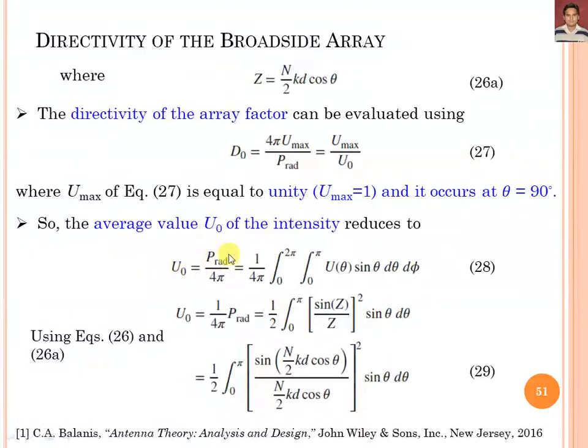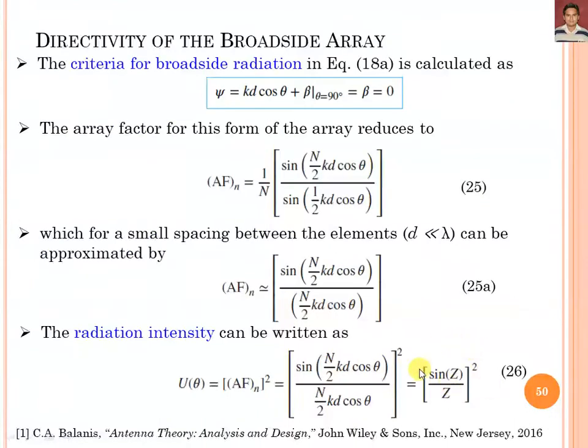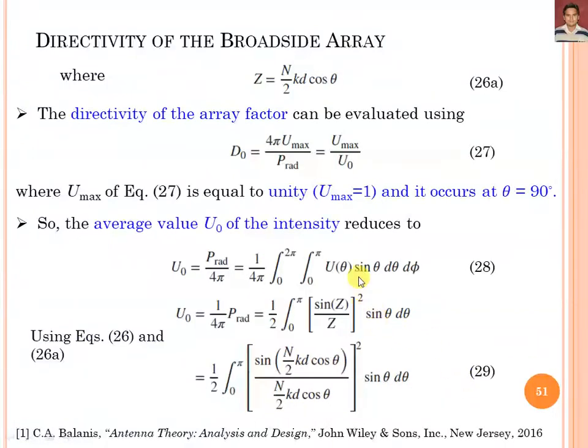Generally, we have defined U naught equal to P radiated upon 4 pi, equal to 1 upon 4 pi integration 0 to 2 pi, integration 0 to pi, U of theta sin theta d theta d phi in a spherical coordinate system, where phi lies between 0 to 2 pi and theta lies between 0 to pi. We calculate this value by putting the value of U of theta, (sin z upon z) whole square, in this equation, and integrating the d phi component, we get 1 by 2 integration 0 to pi of (sin z upon z) square sin theta d theta.